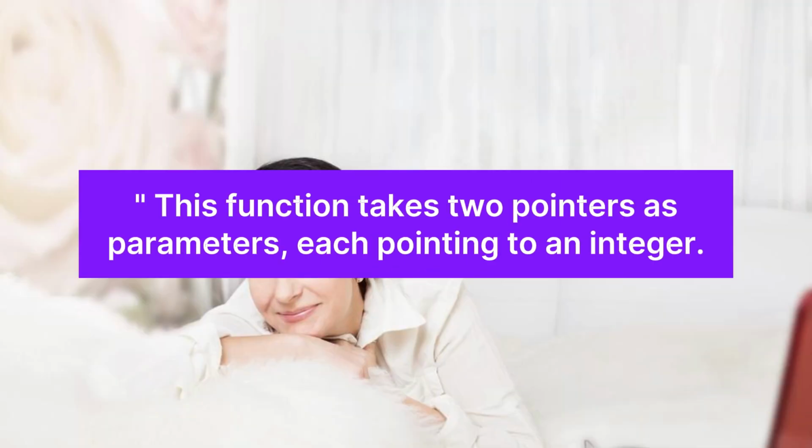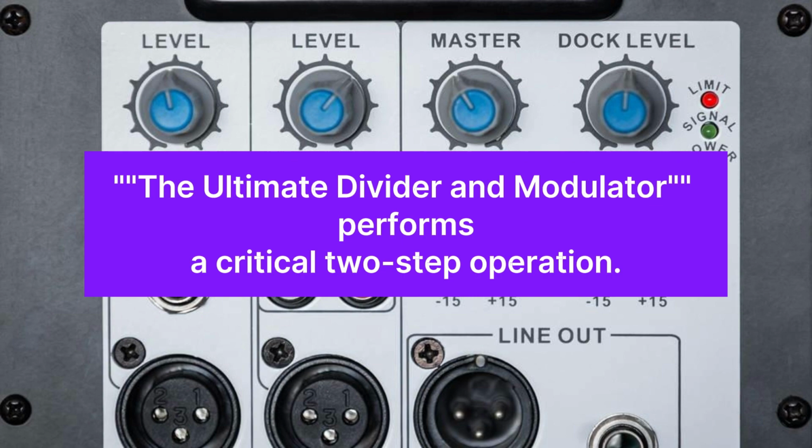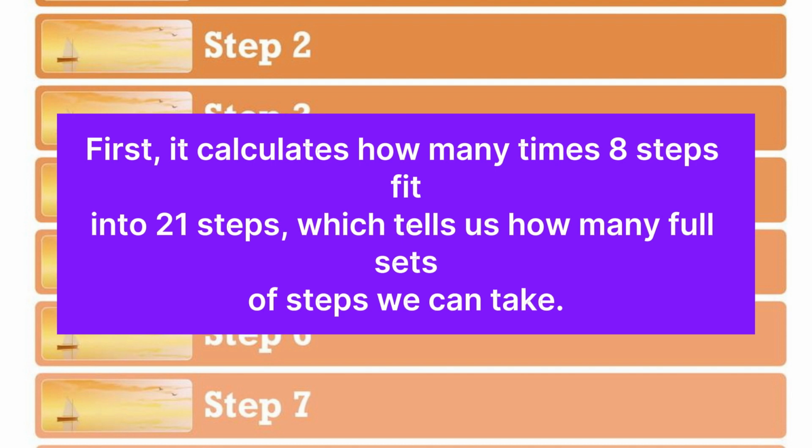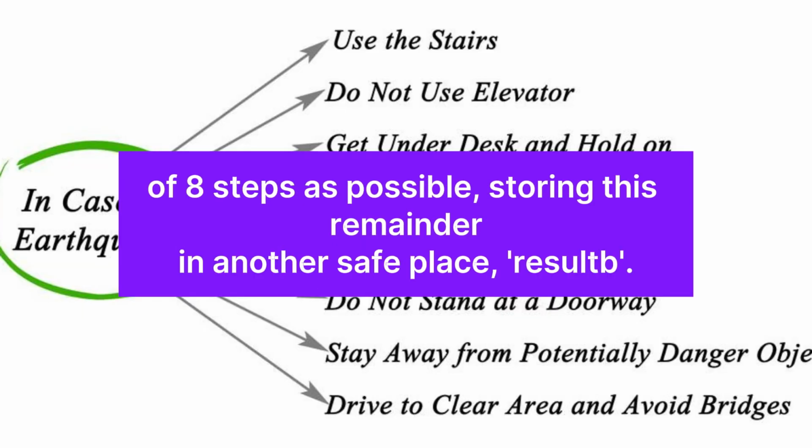This function takes 2 pointers as parameters, each pointing to an integer. Think of these pointers as arrows, where one points to our total steps, 21, and the other to our step divisor, 8. The ultimate divider and modulator performs a critical 2-step operation. First, it calculates how many times 8 steps fit into 21 steps, which tells us how many full sets of steps we can take. This quotient is temporarily stored in a safe place. Let's call it resulta. Then, it calculates how many steps we have left after taking as many full sets of 8 steps as possible, storing this remainder in another safe place, resultb.